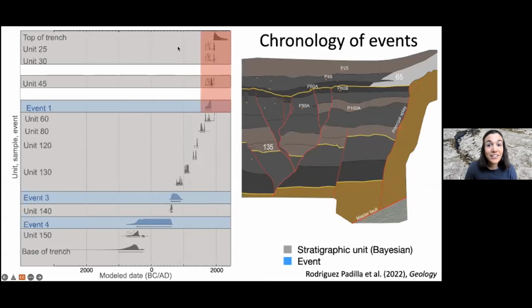We are interested in knowing whether the most recent event, which is historical, is the 1812 event that I mentioned earlier, which has been proposed to be a multifault earthquake, or the 1857 event, which is well documented on the San Andreas fault, but not hypothesized to have involved the San Jacinto fault. And we can refine these ages for the top part of our trench by adding constraints from invasive pollen species, whose introduction dates are well known in California.